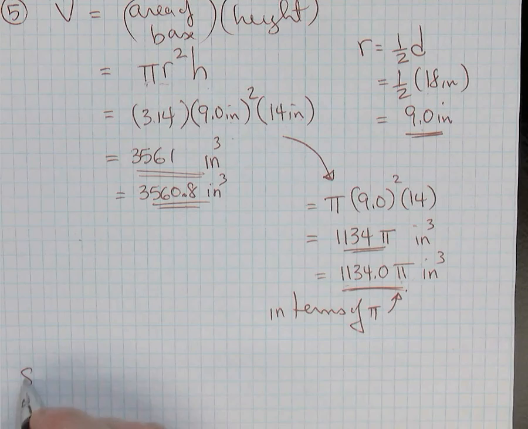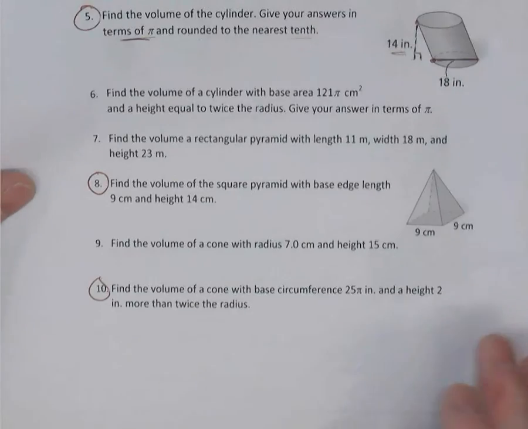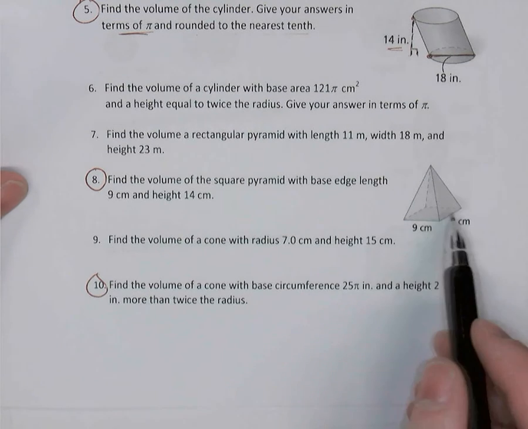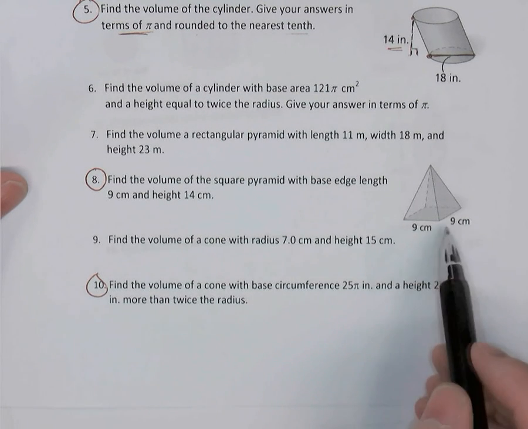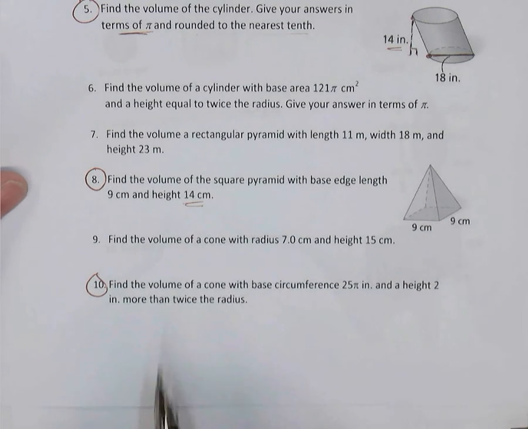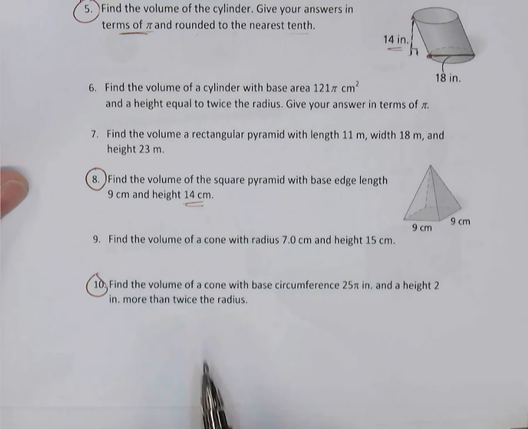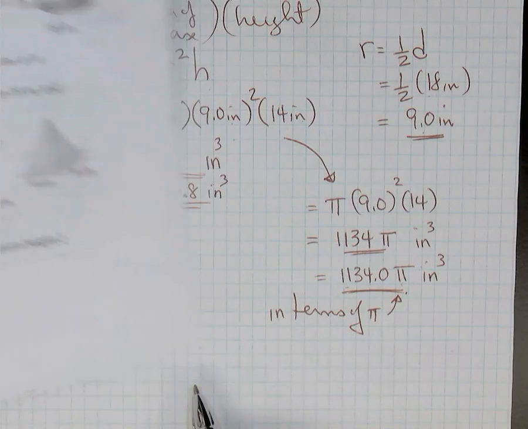Question number 8. Let's jump, we're going to skip a couple. Question number 8 shows us a pyramid, a square-based pyramid, and it's got edges of 9 centimeters each. And it tells us in the question that the height of the pyramid is 14 centimeters. Calculate the volume of that pyramid.